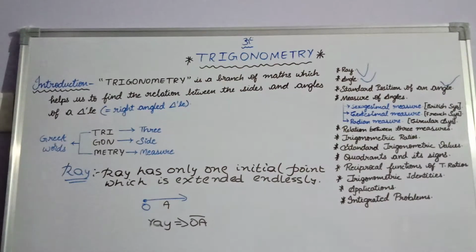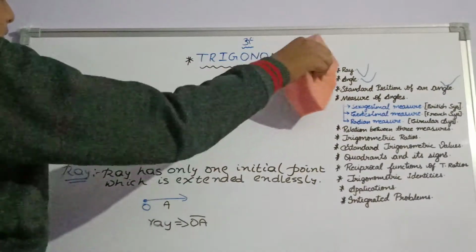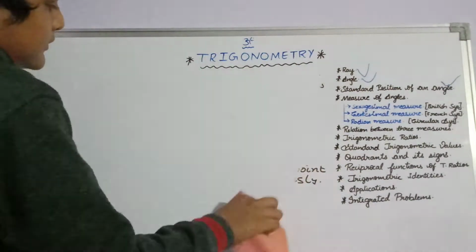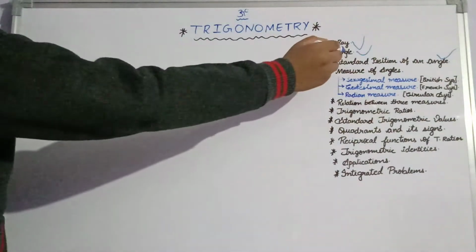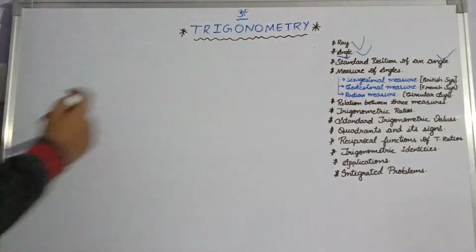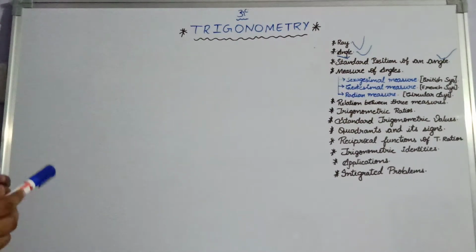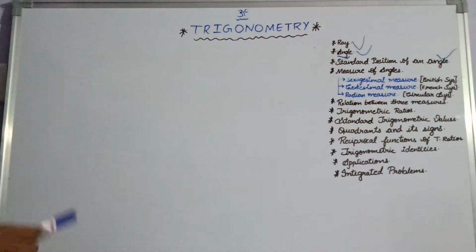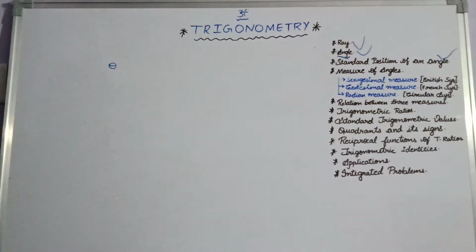Okay, let me rub this. Now we studied about a ray. We will study about an angle. What is an angle? It is a union of rays with a common initial point, and it is denoted with the notation theta. Let me write the definition for you.